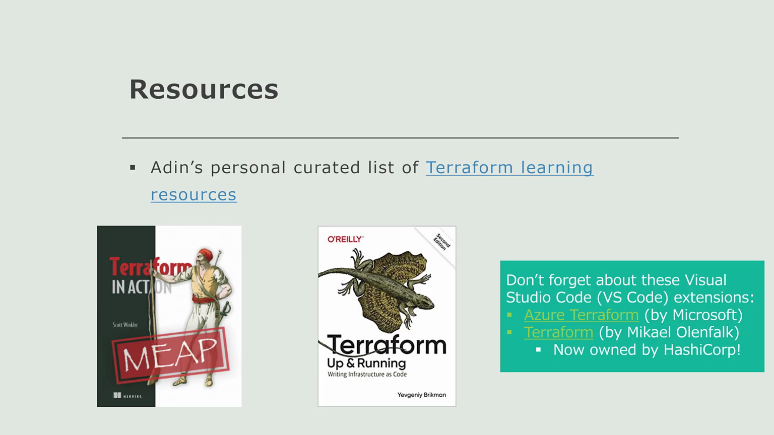Also, if you're using Visual Studio Code and you want the extensions that I've been using for creating the Terraform templates, I would recommend the Azure Terraform extension by Microsoft and the Terraform extension originally by Mikhail, but now owned by HashiCorp. That's going to give you some good IntelliSense, show you which properties are required. Are they strings? Are they booleans and so forth? Really helpful extension to use there too.